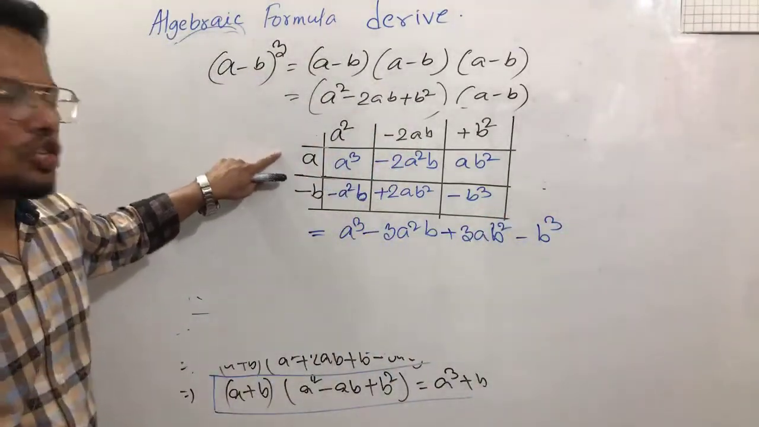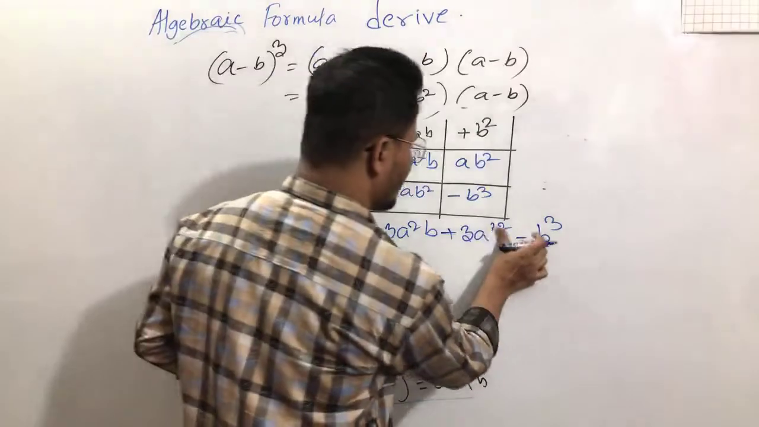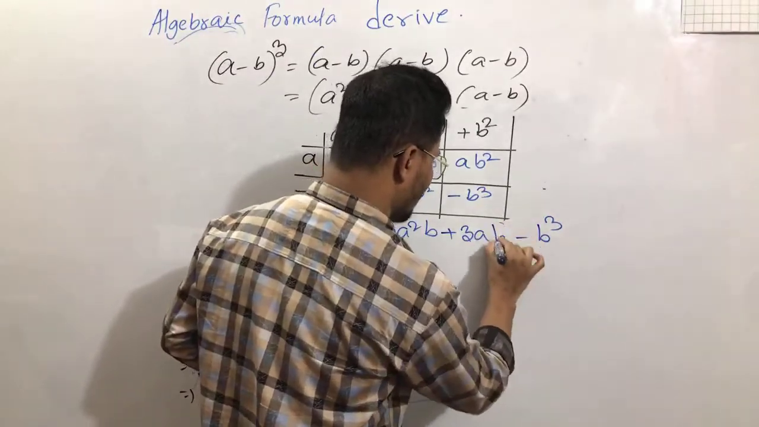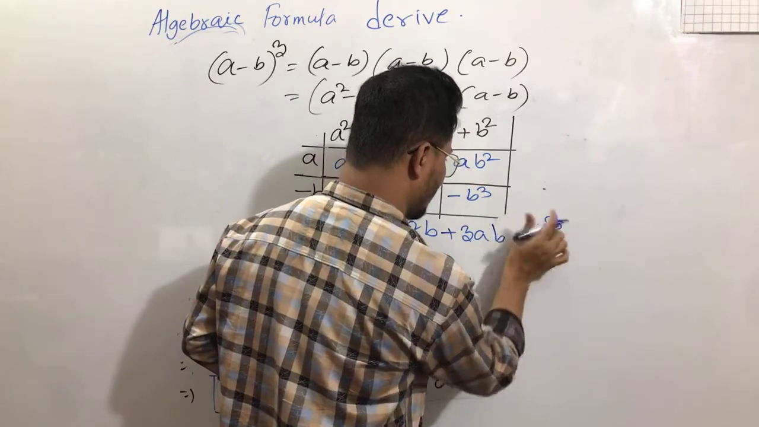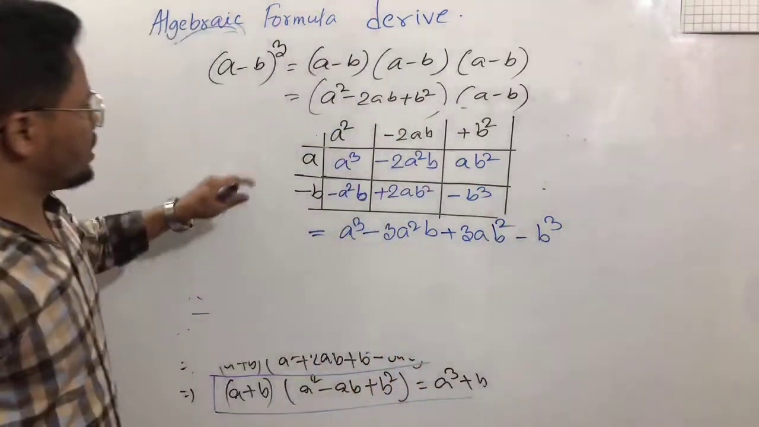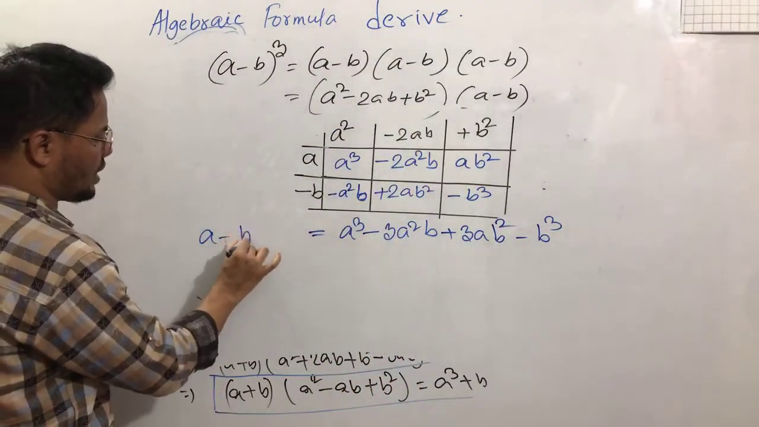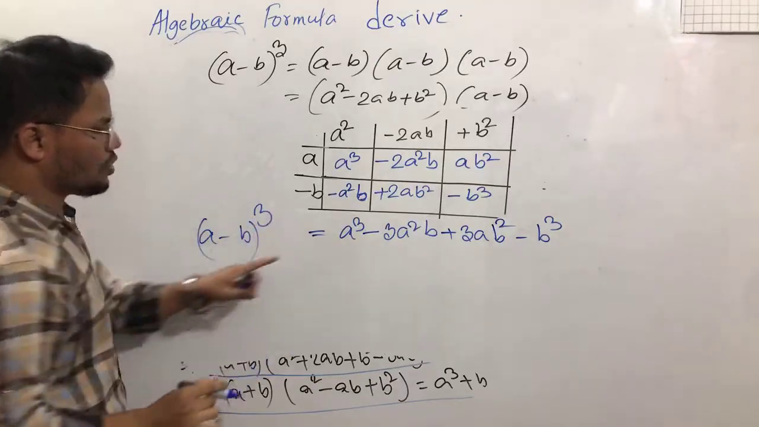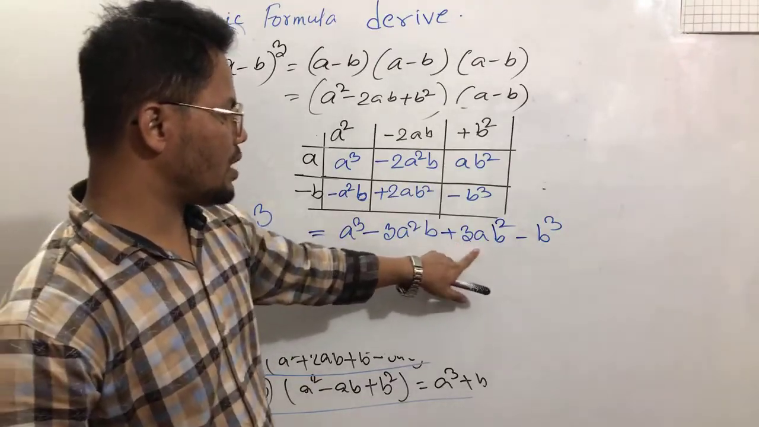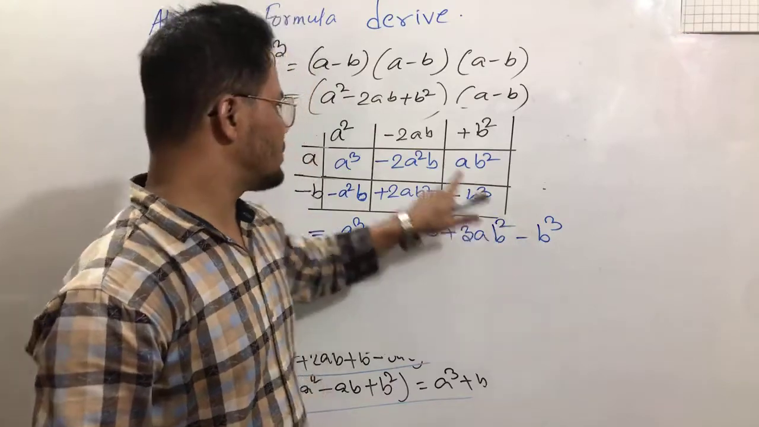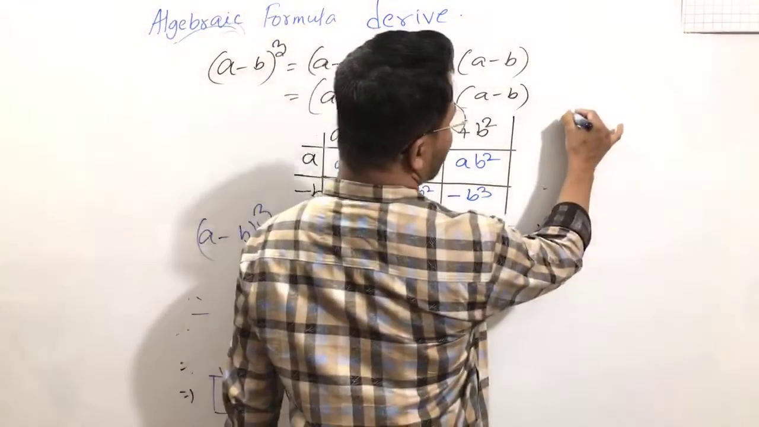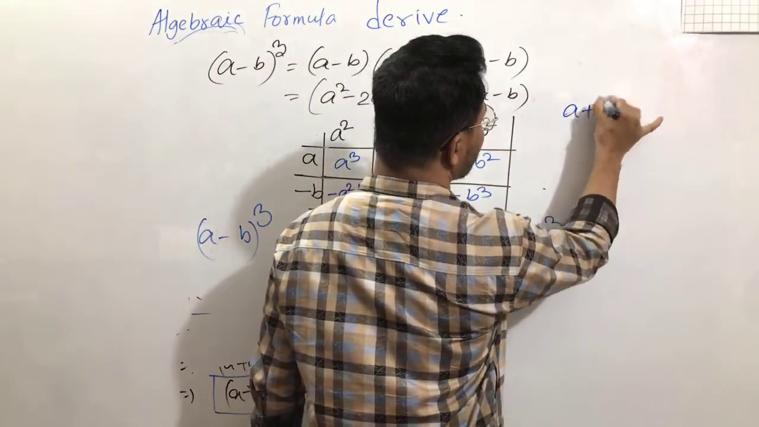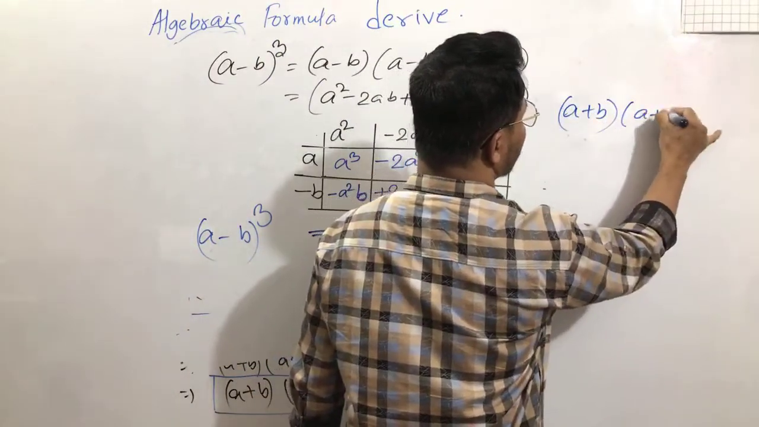This is called the geometrical interpretation of a minus b whole cube. So dear students, finally we can say here a minus b whole cube equals a cube minus 3a square b plus 3ab square minus b cube. By doing the simple factorization like this, if you multiply a plus b with another a plus b.